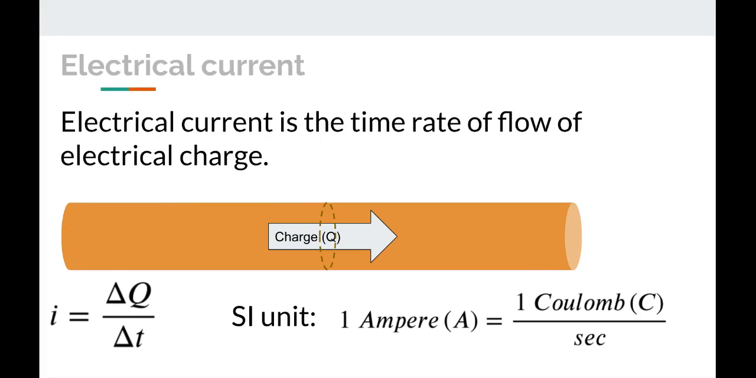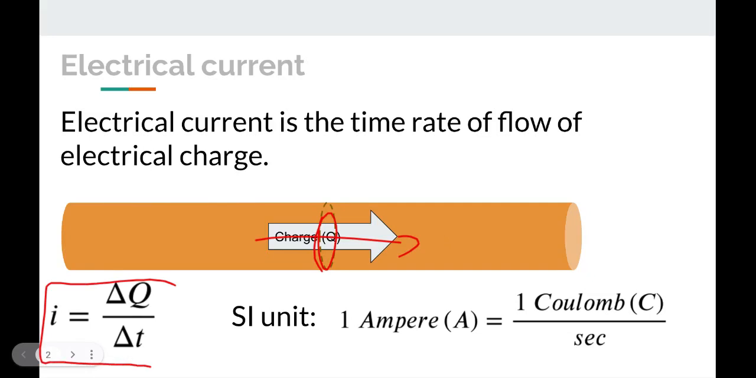So if charge flows through a wire, which is measured in coulombs, that's an electricity thing, and you measure time in seconds, a coulomb per second is an ampere of current. So imagine, you pick a point on a wire, let's say, or any conductor, and charge flows through that point a certain number of coulombs per second. That's the number of amperes that are flowing through there.